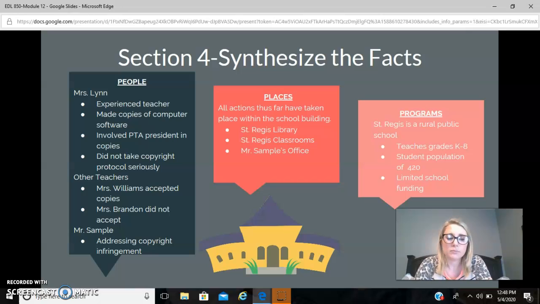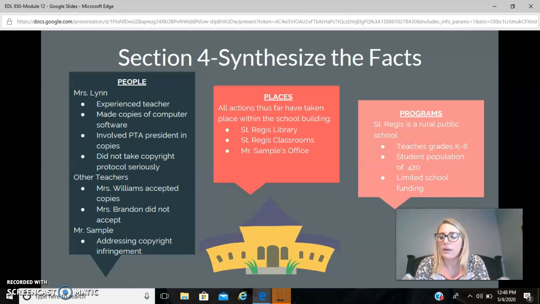Other teachers involved that we know of are Mrs. Williams, who accepted the copies, Mrs. Brandon, who did not, and the principal, Mr. Sample, who is addressing the copyright infringement. All of these scenarios and all the actions took place in the school building at St. Regis, specifically the library where the copies were made, as well as classrooms where they were dispersed, and Mr. Sample's office where Mrs. Brandon addressed her concerns.